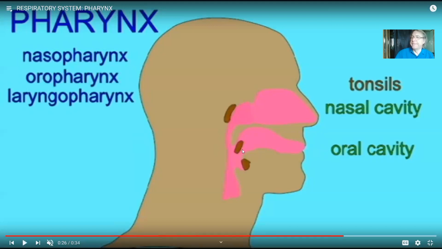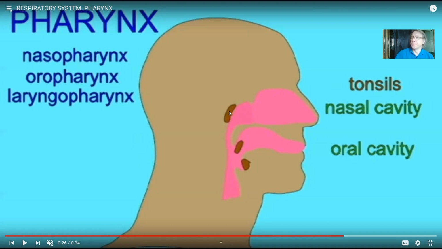We have 5 masses of tissue strategically located here. So there is a pair of lingual tonsils in the tongue. There is a pair of palatine tonsils in the soft palate. And then there is one single adenoid or pharyngeal tonsil in the back of the nasopharynx. And once again, as such, they can monitor populations of bacteria, given that so many can enter through the mouth or nose.